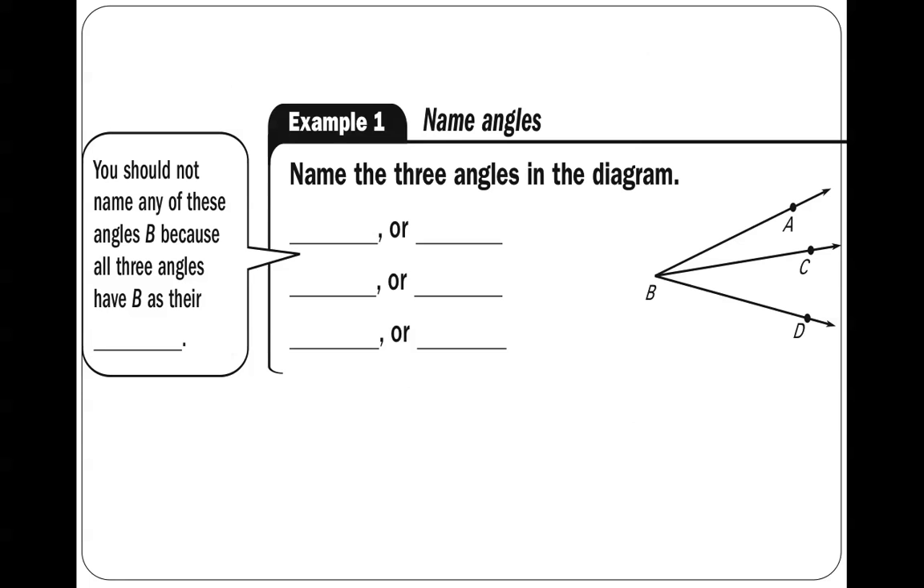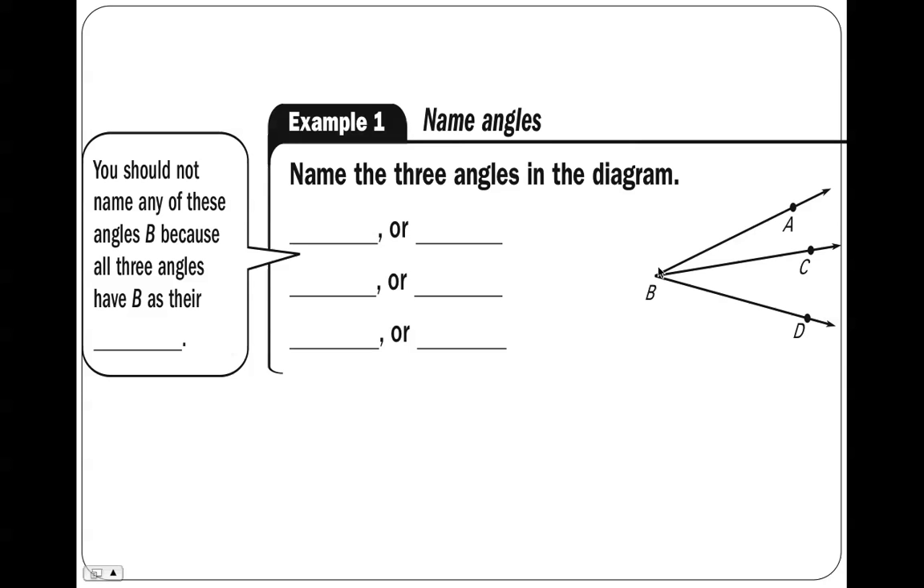So here's an example. Go ahead, pause and copy this down. We want to name 3 angles in this diagram. One thing I'm going to be careful of, and they have this over on the side here too, you have to be really careful about this. If you want to name this big angle ABD, you cannot just name this angle B. Because if you named it angle B, I would have no idea if you mean this big angle or this little angle or this little angle.